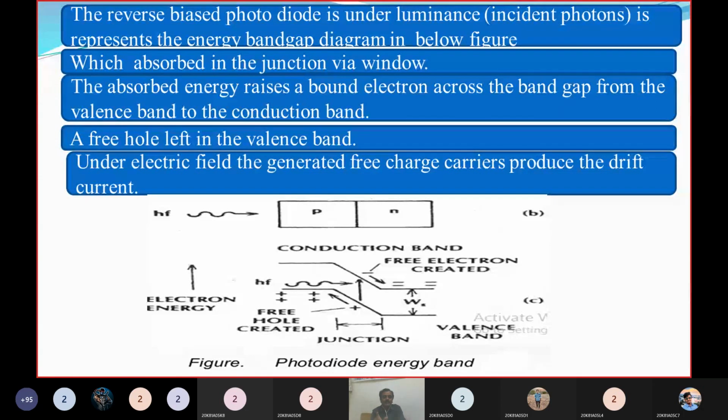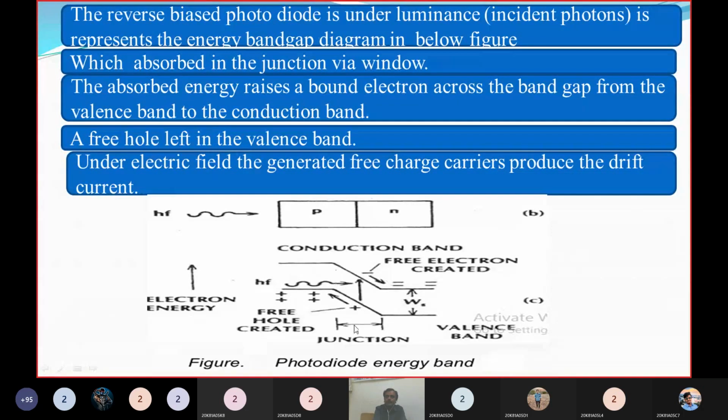In the case of a photodiode, we connect it in reverse bias. If you connect reverse bias, the width of the depletion layer increases. So there is more room for light to be incident. With a wider depletion layer, more light will fall on that depletion region.